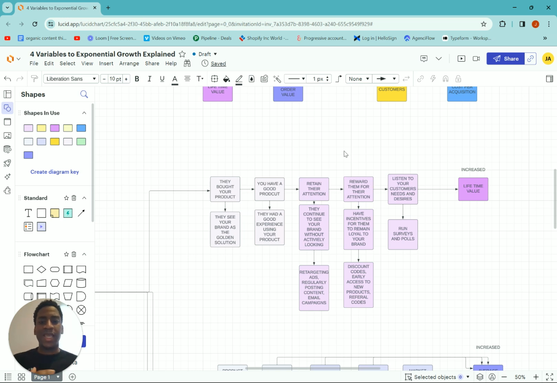And once you've actually gained and retained their attention, what you want to do at this point is reward them for being loyal to you. So have some incentives for their loyalty, right? So whether that's discounts, early access to new products, referral codes, so on. You want to make sure that they feel appreciated for staying with you. As a customer, that'll be a great experience. I know I'll be valued because of these loyalty incentives, and you want to have those incentives for them.